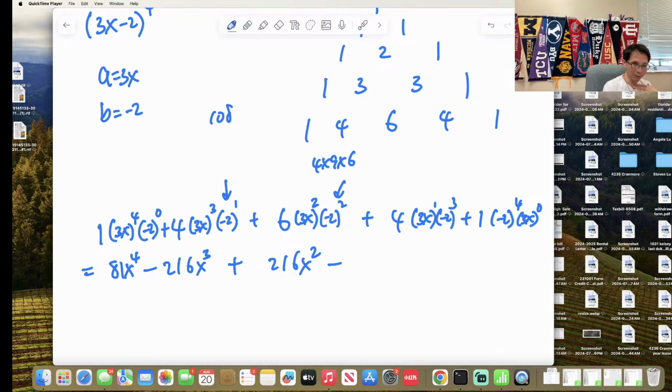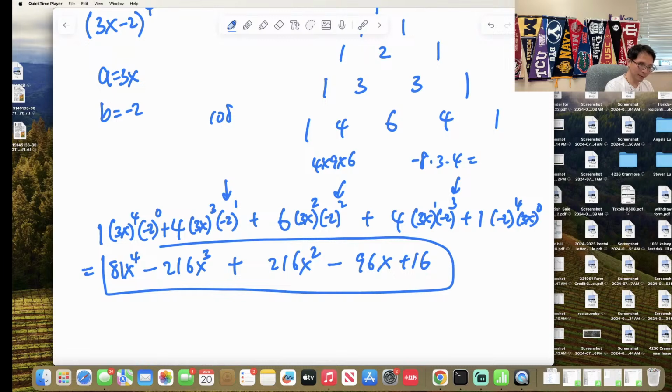Next one's going to be negative because of the negative to the power, so it's going to be -8, negative 8 times 3 times 4. So negative 8 times 3 times 4 is equal to 96. Is that right? 96x. And the last one is negative 2 to the 4th power. It's going to be plus 16. And yes, that will be the answer.